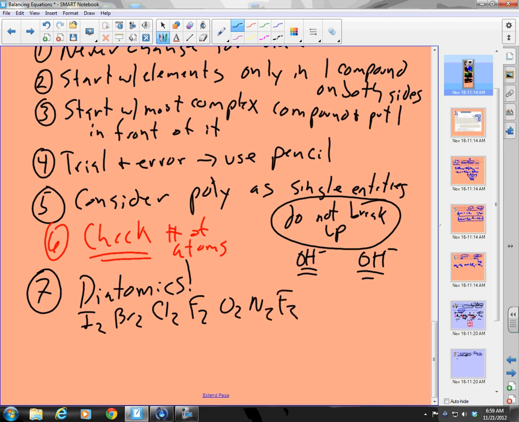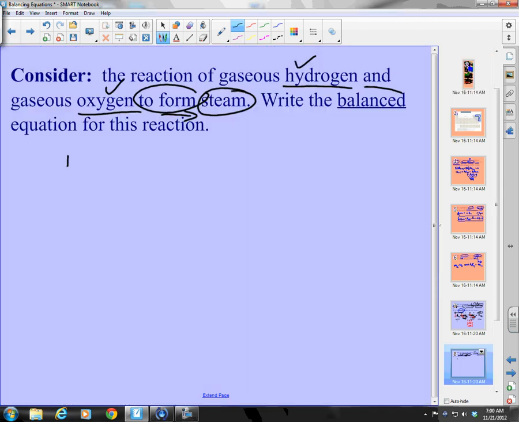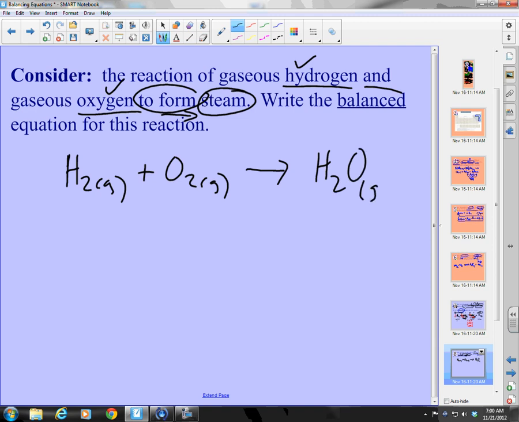Remember, if I have oxygen or chlorine or iodine, that means it must be O2, I2, and so forth. So when it says here, hydrogen gas, it means it's got to be H2 gas. Oxygen, O2 gas to form steam. Steam is what? H2O gas. So I have my formulae. Now, remember, I don't want to change these once they are written. I can only change my coefficients. Well, let's start. I like to make my little table, H and O's.